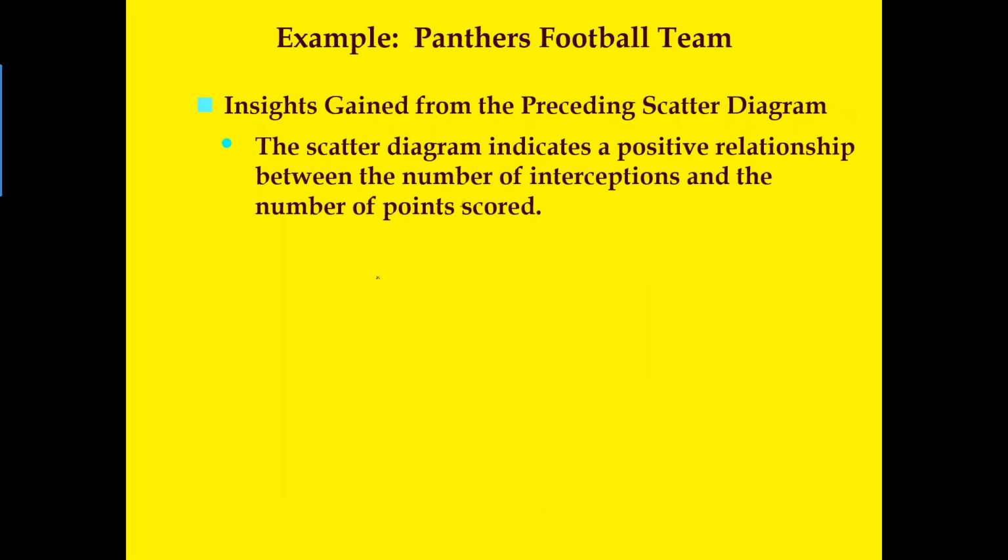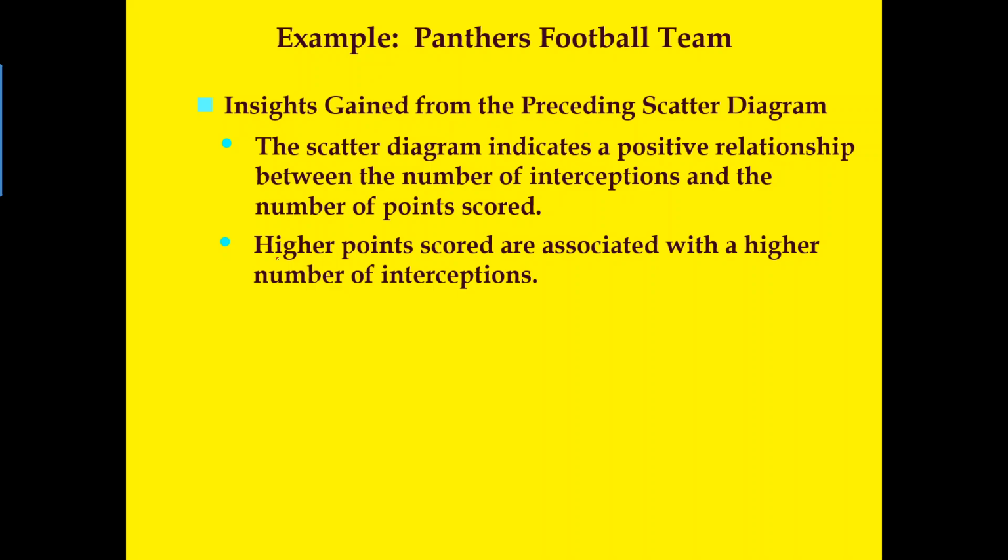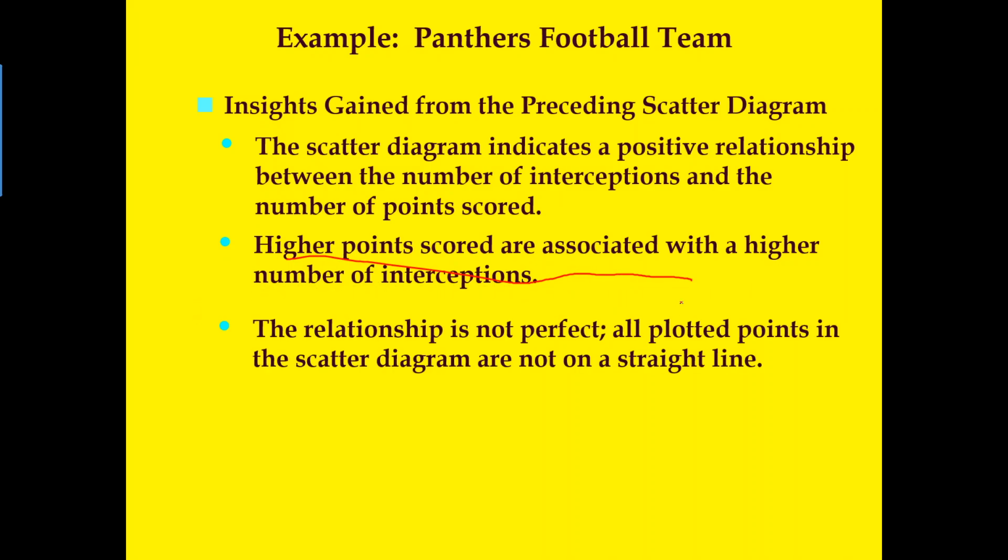So let's see the answer. The high points scored are associated with a higher number of interceptions. The relationship is not perfect, and not all plotted points in the scatter are on the straight line. That's always the case. In the real world, you won't be able to find a situation where all the scatter is on the trend line. It's always scattered around that trend line. So this is the end of the graphical summarization.